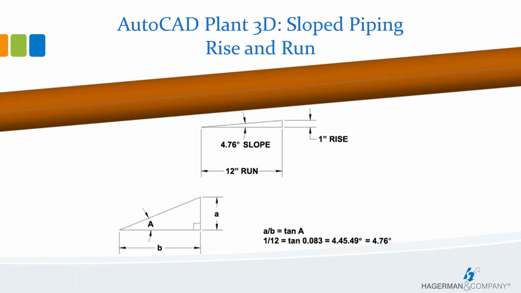But basically, if you go back to high school, if you know your A and your B, which we do know, A is the rise, B is the run. To find angle A, it's A divided by B equals tangent A, which in our case of a 1-inch rise with a 12-inch run means 1 divided by 12 equals tangent of 0.083, which equals a 4-degree, 45-minute, 49-second angle, which equals 4.76 degrees in decimal degrees.